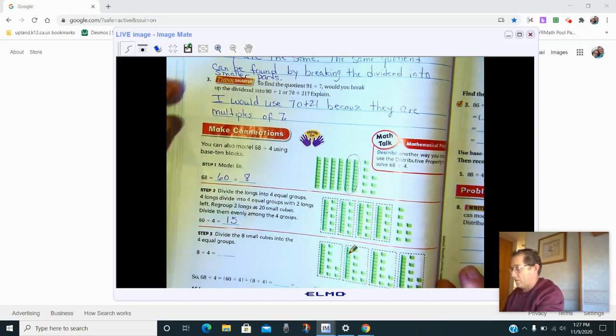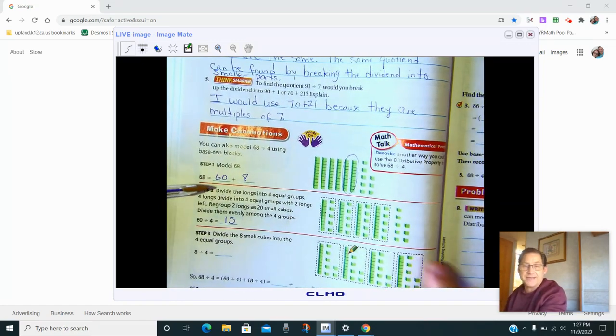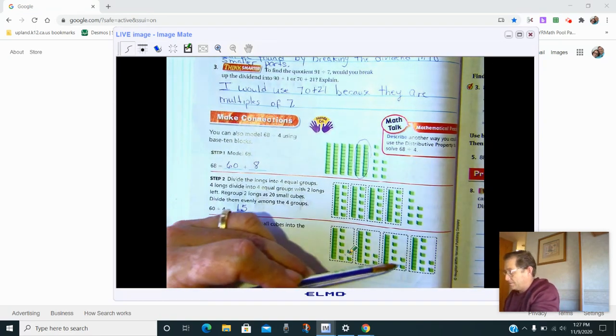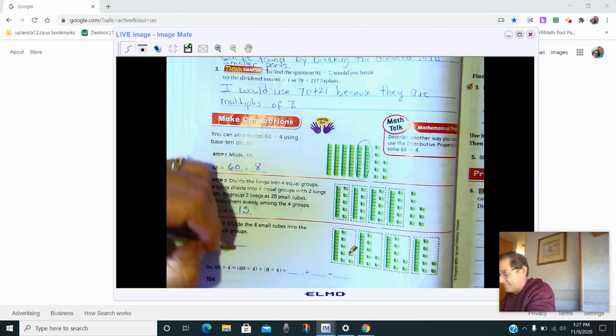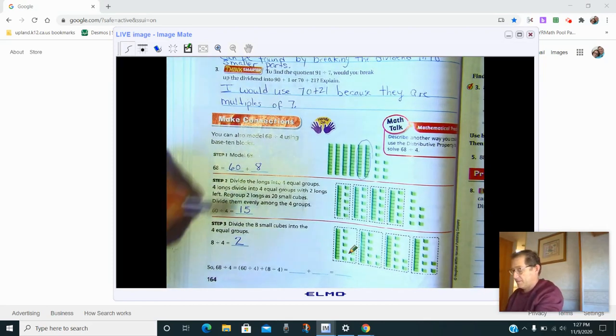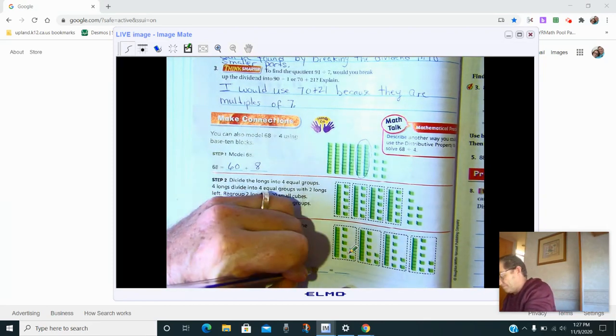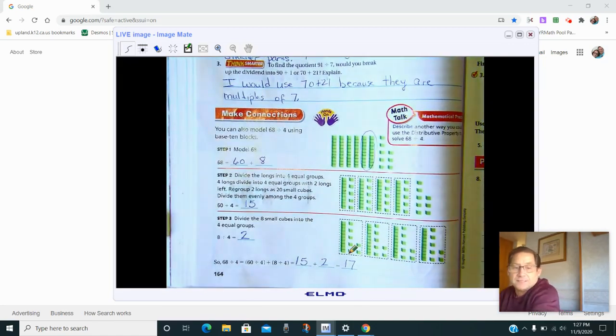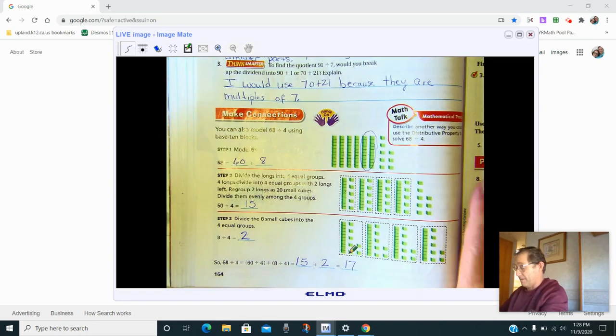Now we have to break up or share the 8 ones into 4 groups. And we'd have to put 2 more in each group. So 8 divided by 4 is 2. So we would still get 17, because 60 divided by 4 is 15, and 8 divided by 4 is 2. There's a couple of different ways of breaking up 68 divided by 4.